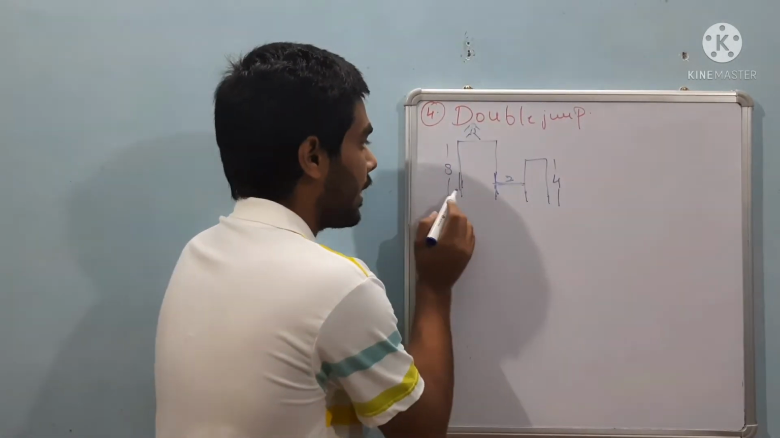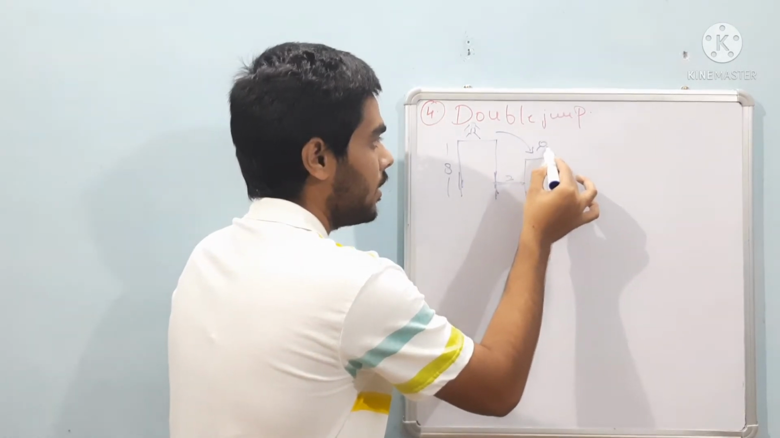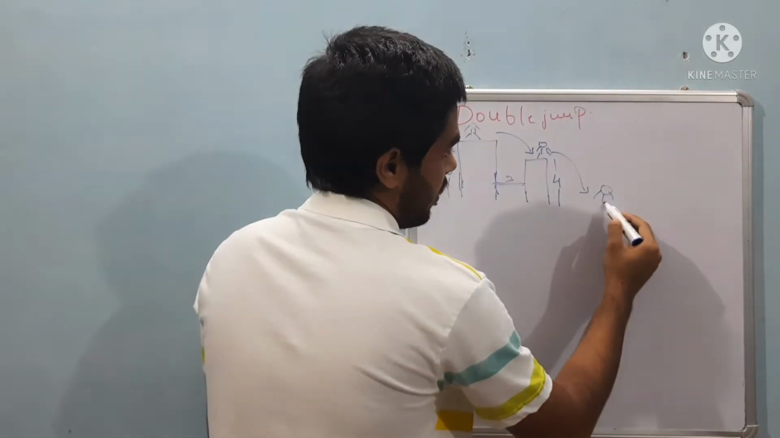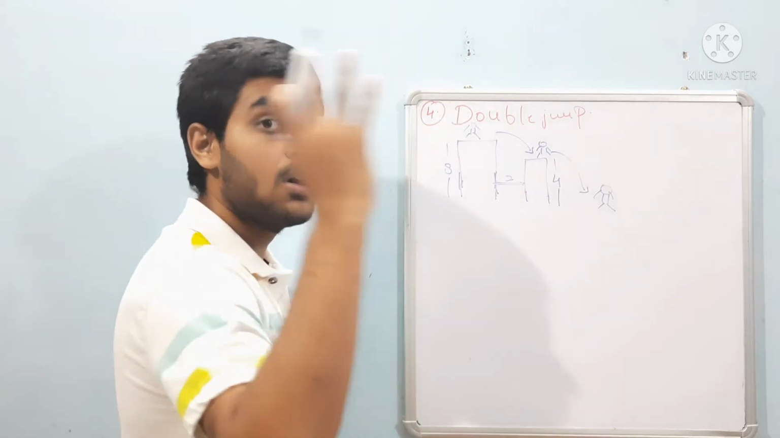So you have to climb up to this place, and from here you have to jump there, and from there you have to jump here. So it is also a pretty simple obstacle, and the marks awarded for this is 4 marks.